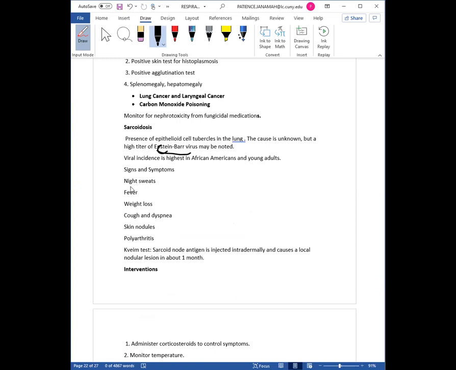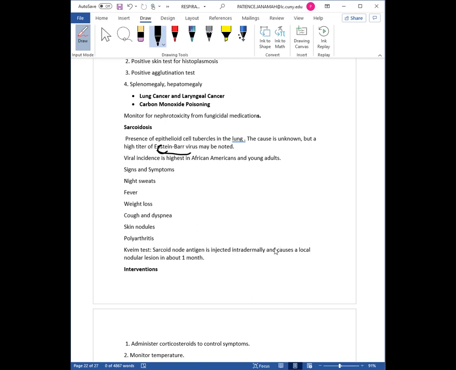So the signs and symptoms will be night sweats, fever, weight loss, cough and dyspnea, skin nodules, polyarthritis, Kveim test. A Kveim test is where sarcoid node antigen is injected intradermally and causes a local nodular lesion in about 1 month.